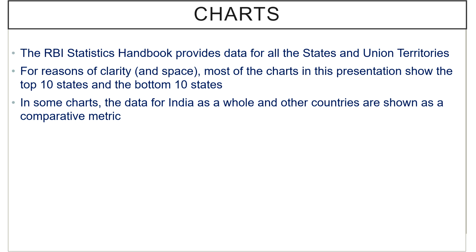Charts. The RBI Statistics Handbook provides data for all the states and union territories. For reasons of clarity and space, most of the charts in this presentation show the top 10 states and the bottom 10 states. In some charts, the data for India as a whole and other countries are shown as a comparative metric.